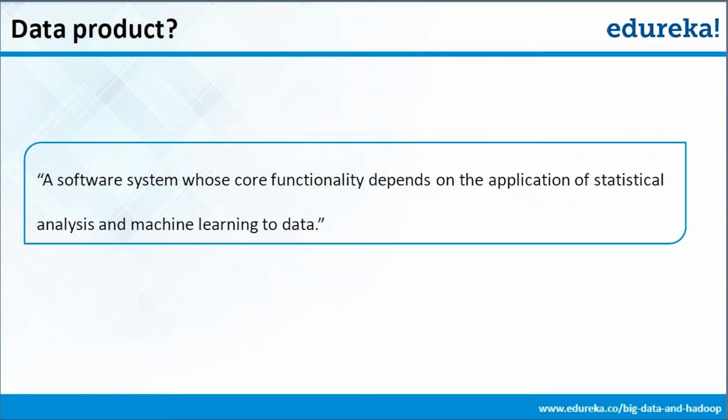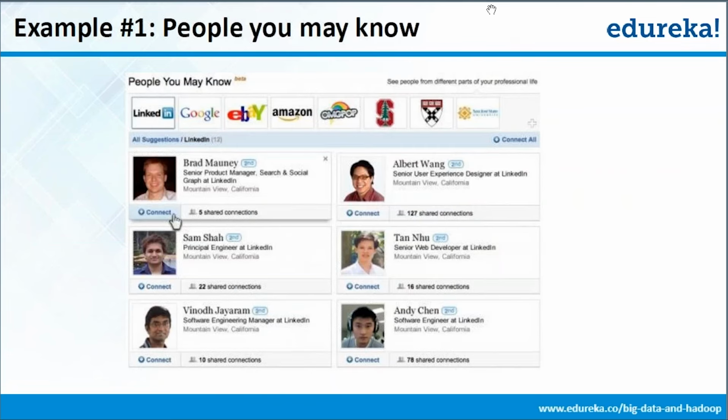A software system whose core functionality depends on the application of statistical analysis and machine learning to data, correct? So if you look at it, I want to ask you this. People You May Know, where do you see this feature? Friends? All of you are saying LinkedIn, correct? Facebook also, yeah. So how do you think they are providing this feature? How are they able to come up with it?